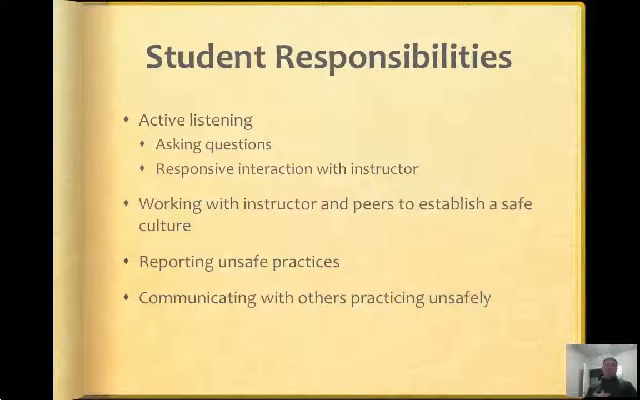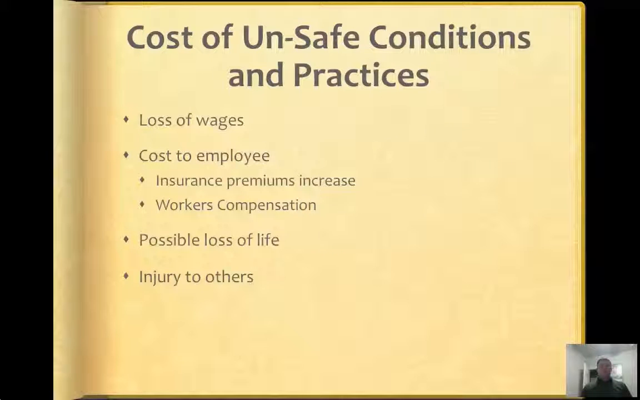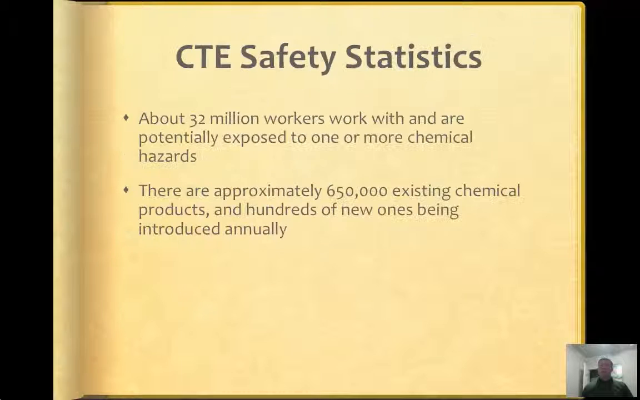Students' responsibilities: when the instructor is talking to you and explaining what is expected, listen, ask questions, be sure that you're reporting unsafe practices, read manuals for equipment, and always practice the safe way of using materials and equipment. Costs of an unsafe work environment are loss of wages, cost of employees' insurance, possible loss of life and injury to others, loss of limbs, employment, impaired vision and hearing, and unemployment.